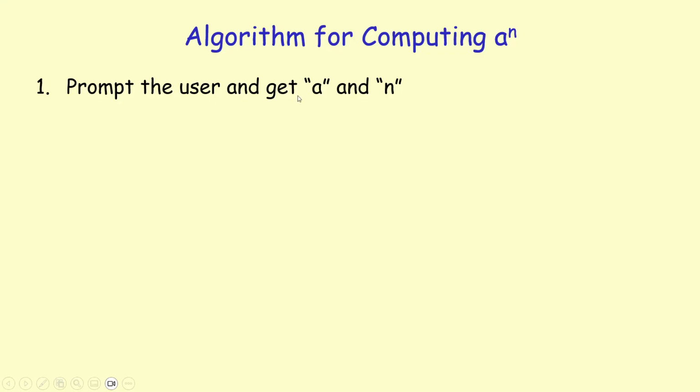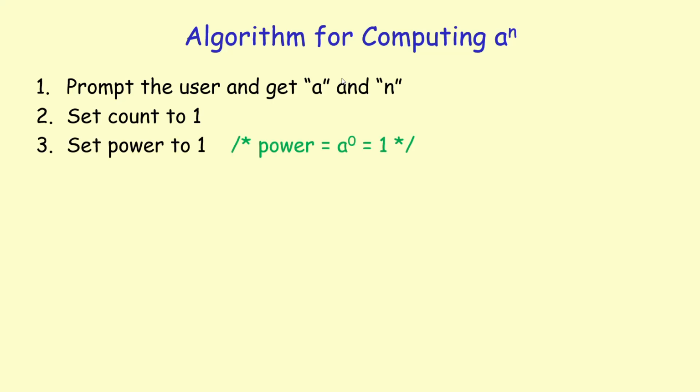We prompt the user and get a and n. So both of them are variable numbers. Of course, n is an integer, a is a floating point number. We set count to 1, the count of the number of times that we have multiplied power with a. We initialize a running power set to 1, of course. That kind of indicates a to the 0. That's the initial value of power. Then we repeat while the count is less than or equal to n. So until we multiply power with a n times, we have to repeat this, right? So repeat while count is less than or equal to n.